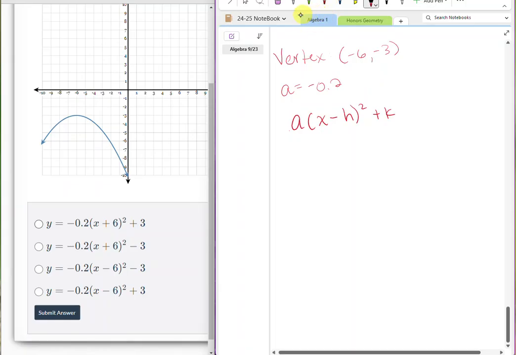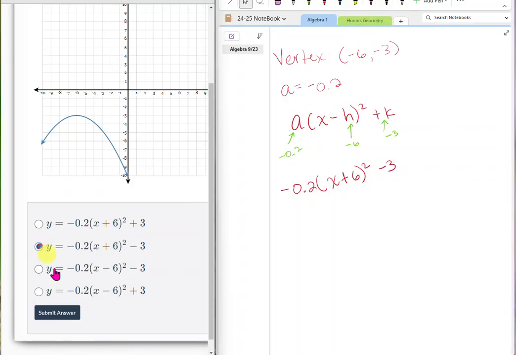Same deal. This one is -0.2. This one is going to be -6, and that's going to be -3. So -0.2 times (x minus a -6), and then -3. So it should be this one.